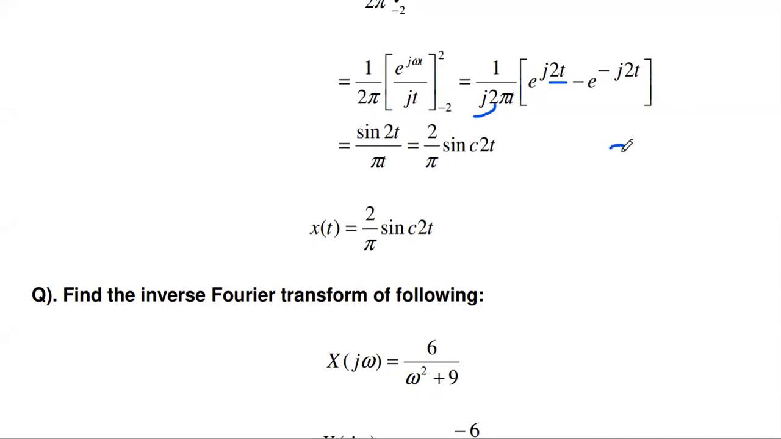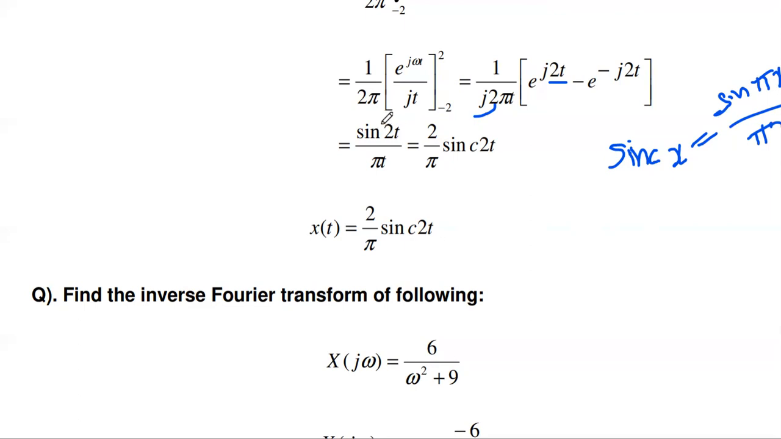What is meant by sinc? Already you know the sinc format. Sinc of x is equal to sine pi x divided by pi x. We can write sine pi x divided by pi x as sinc x. So here in the place of x, 2t is there, pi is not there.